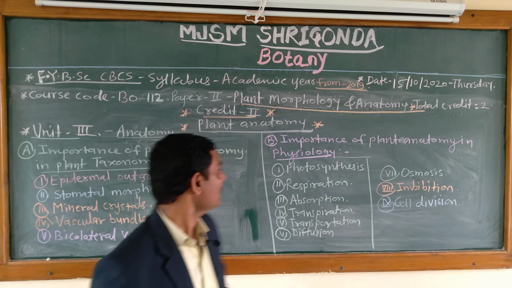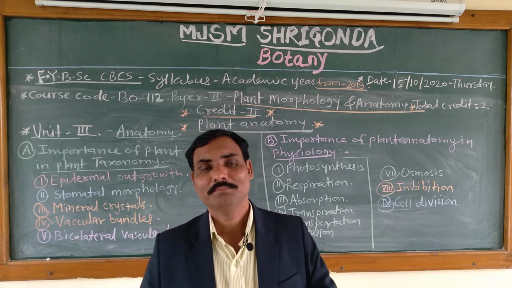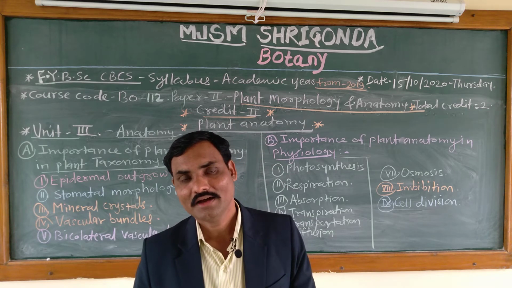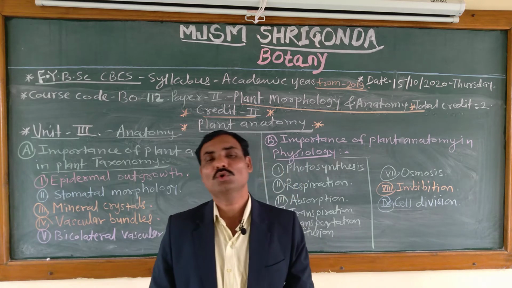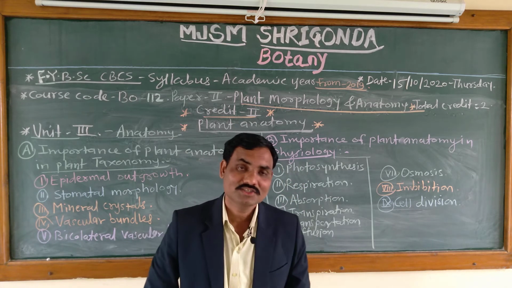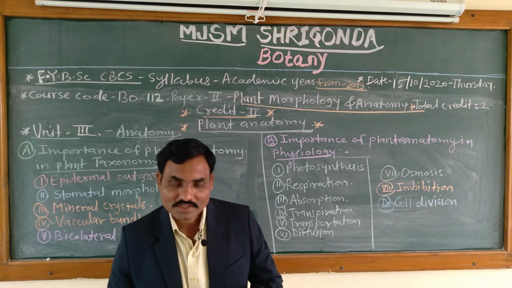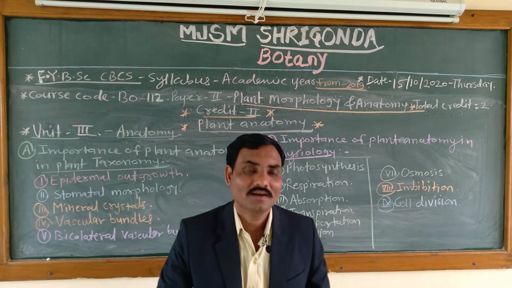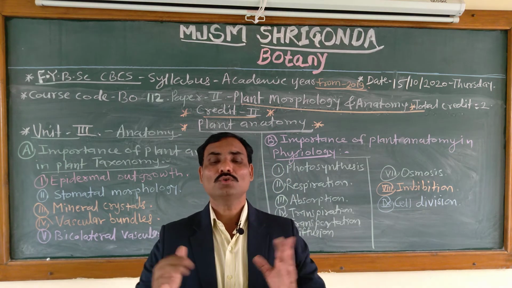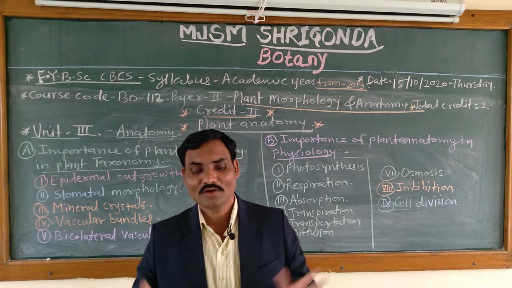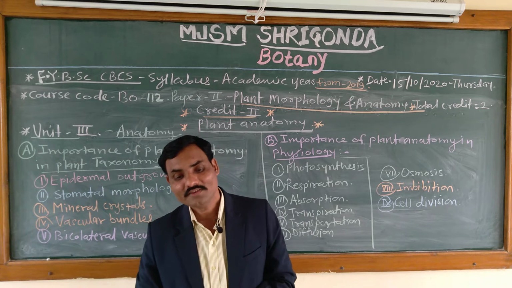Then the first point is epidermal outgrowth. We know that epidermis is the outermost layer of the plant, and we are going to learn how the study of anatomy, and epidermal outgrowth, is helpful in taxonomy. Epidermal outgrowths of all kinds are of great taxonomic significance for identification of plant species.